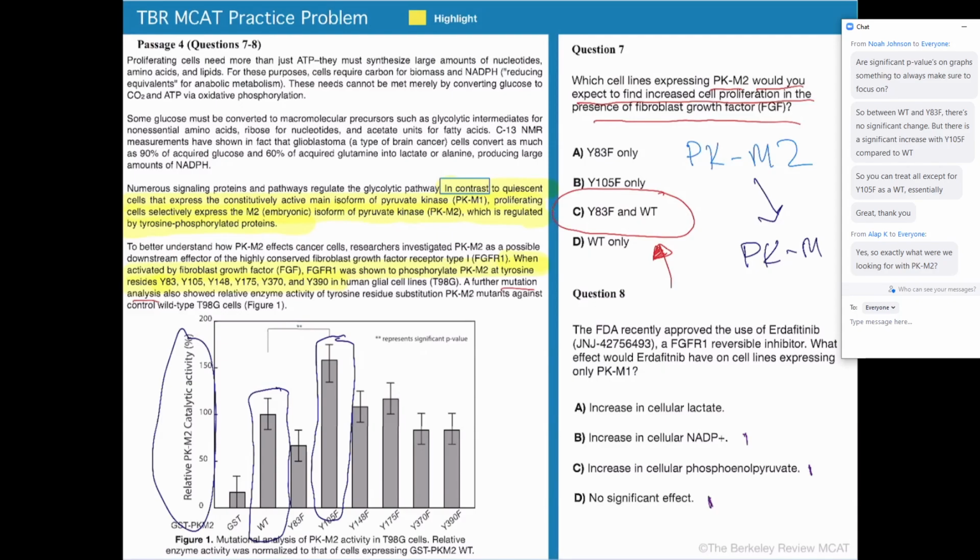Cool. So, good question. Exactly what are we looking for with PKM2? So for PKM2, we're comparing PKM2 to PKM1. PKM2 is an isoform that is expressed more in proliferating cells. You can think proliferating cells, you should have a little ding, ding, ding go off and think cancerous cells. Cancerous cells are proliferating, right?